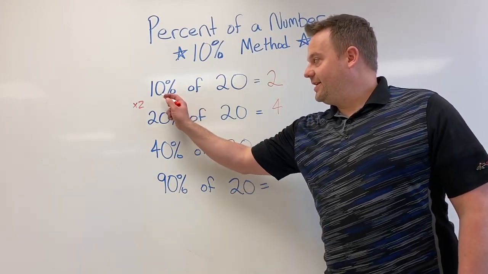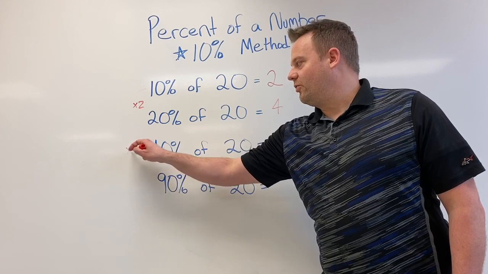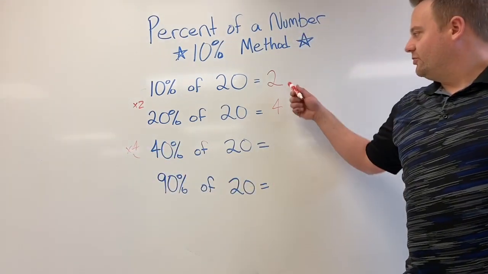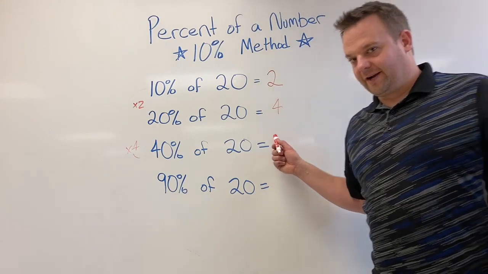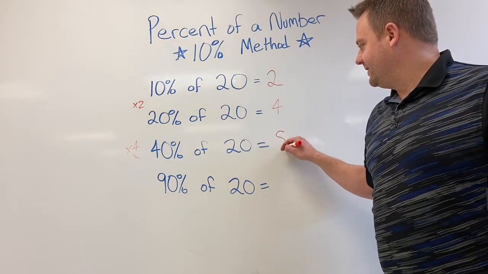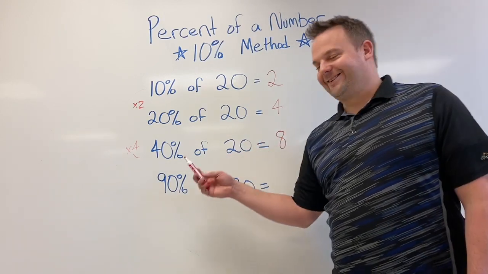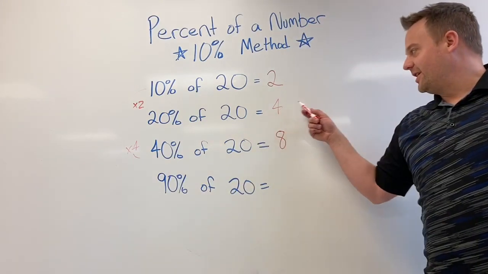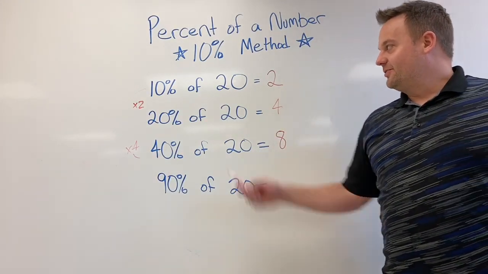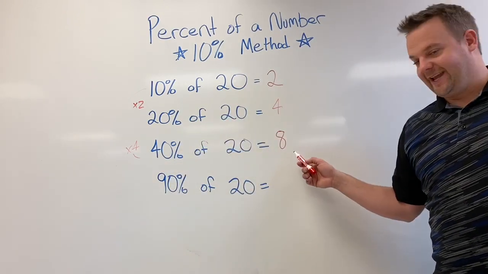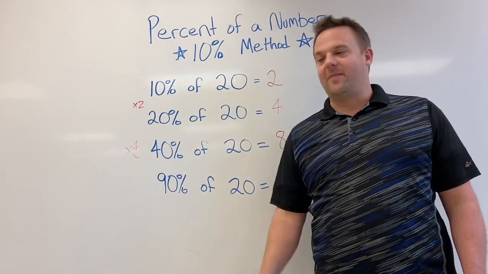So let's do 40% of 20. Now 10% times 4 is 40%. So 2 times 4, kind of like a ratio table, 2 times 4 is 8. Hey, look at this relationship. 20% times 2 is 40%, and 4 times 2 is 8. So 10% of 20 is 2, and 40% of 20 is 8, using the 10% method.